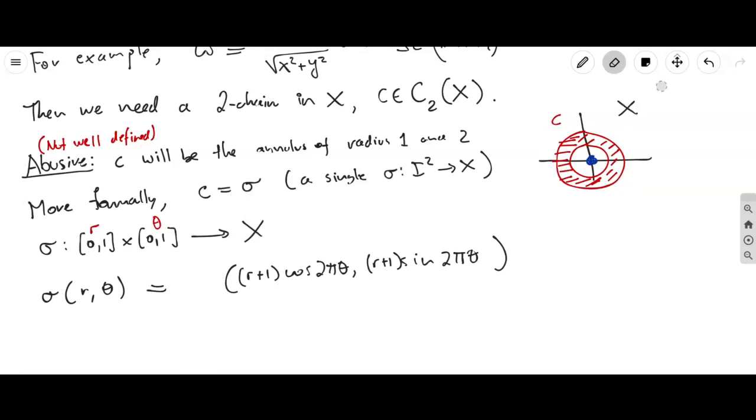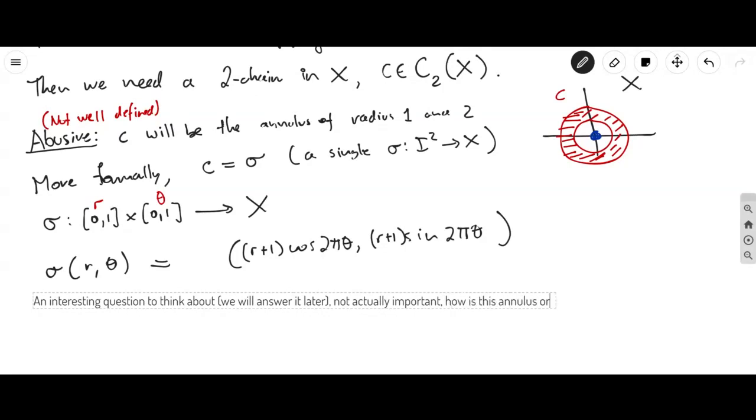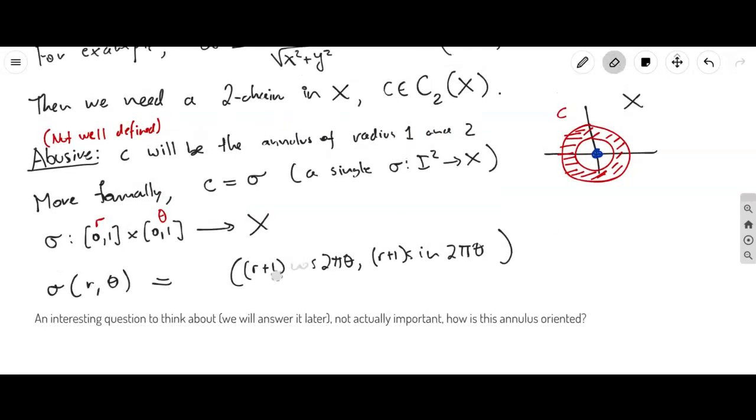Now, the question you can ask, and this is an interesting question to think about, and we will answer it later. It's not actually important because the formula for Stokes' theorem will automatically do it for us. But it's just interesting to think about how is it oriented? How is this annulus oriented? Now, what do we mean by oriented? So what we mean by oriented is actually very simple.